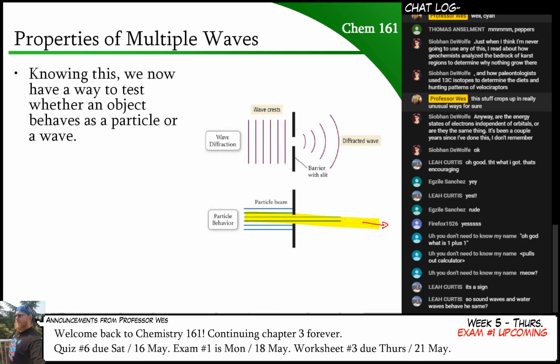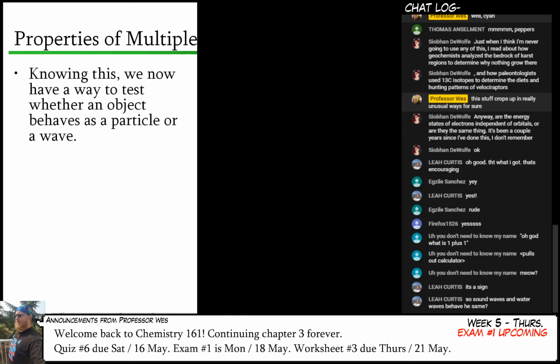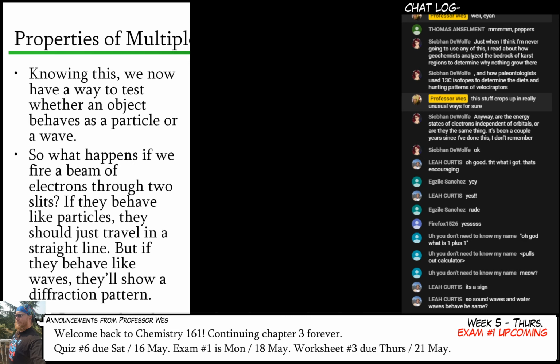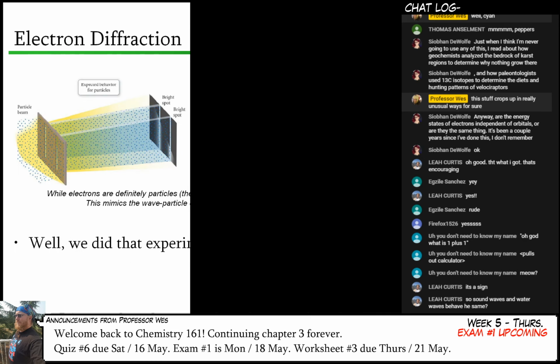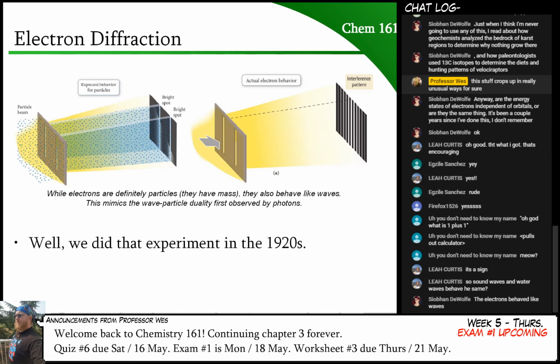So here's what I'm going to do. We're going to put this guy over here. All right. So this is what we would have expected for particles. The particles would just go straight through the detector, and we would have two bright spots because electrons just would travel in straight lines, just like what I drew. This experiment was done in the 1920s, and guess what the result was? That's not at all what we expected.